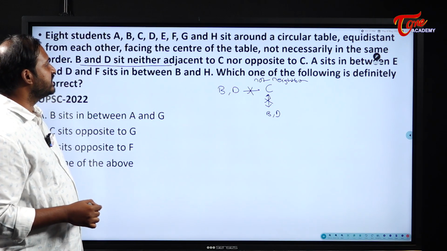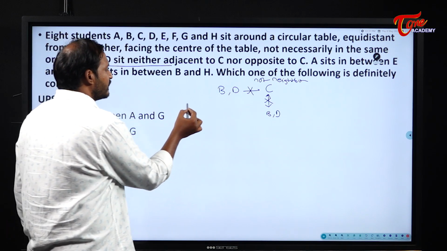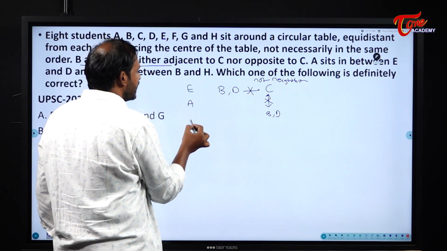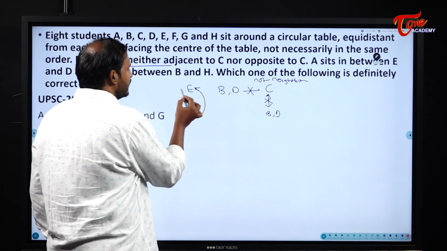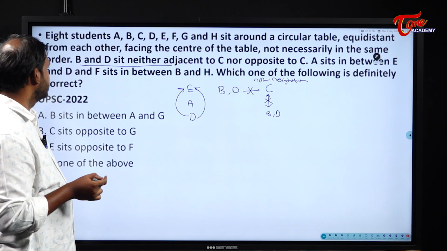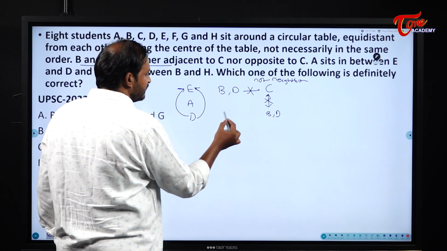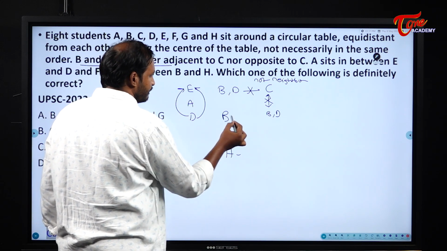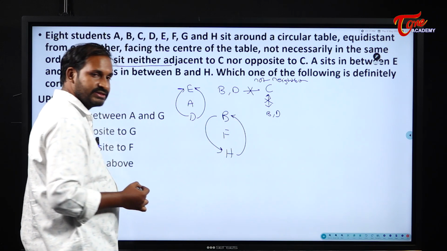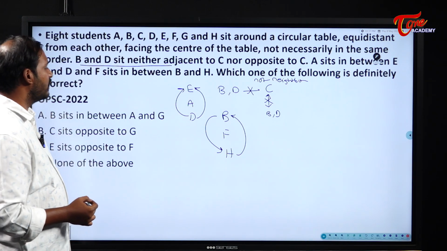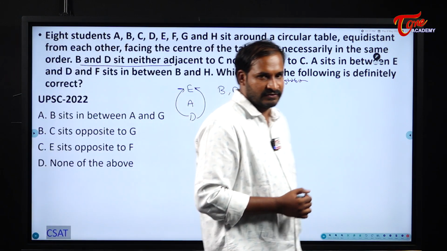Next, A sits in between E and D. A is sitting between E and D, and E and D can interchange their positions. Next, F sits between B and H. F is sitting between what? B and H. F sits between B and H. Okay, which one of the following is definitely correct? That is the question for us.